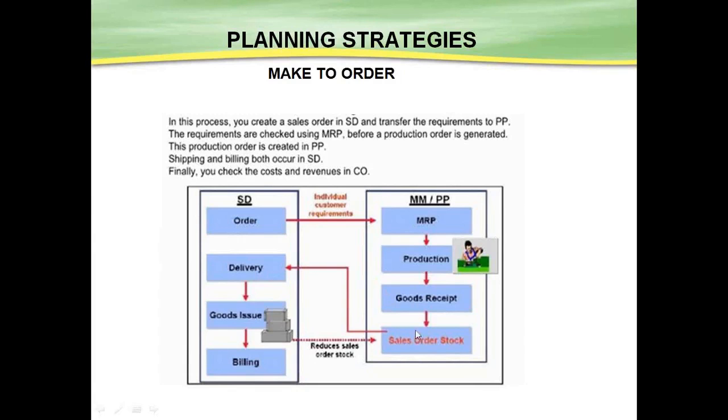Here my production inventory, the finished product inventory, will be increased, and it will be delivered to my customer, and I need to issue the material from my SAP. So it will reduce my inventory. See, this reduces the sales order stock, and after that comes the billing, invoicing and all that. So this is one scenario for make to order.